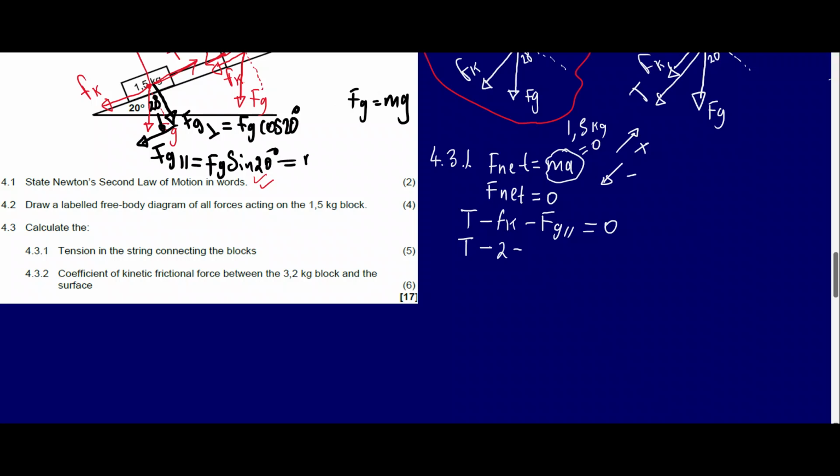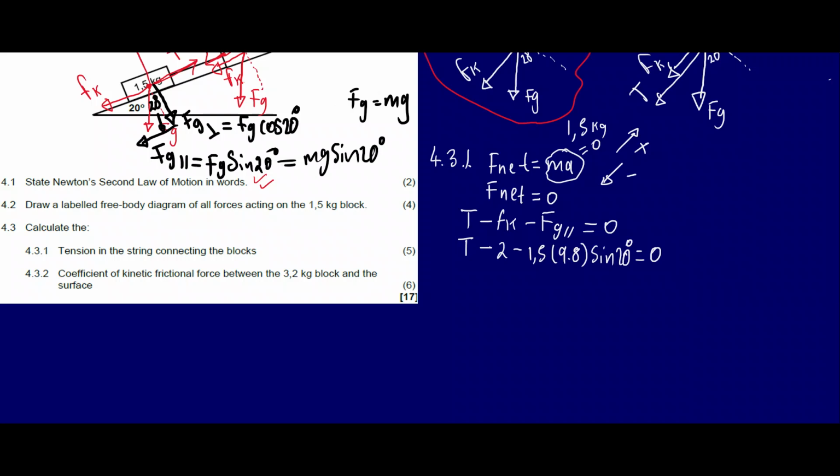So it's going to be the object's mass, which is mg. So this is going to give us mg sine 20, right? So what is mg sine 20? The object's mass is 1.5, times 9.8, right? And the sine of 20 degrees, right? So what is the answer here? So it's going to be minus 2 minus 1.5 times 9.8 sine 20 degrees.